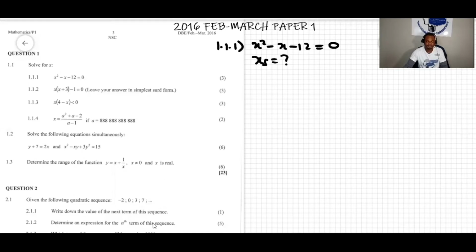Now, as we can see the question here, this is a quadratic equation or a trinomial, okay? We can solve this by factorization. We can solve this by using the quadratic formula. Now let's first solve the problem by factorization.